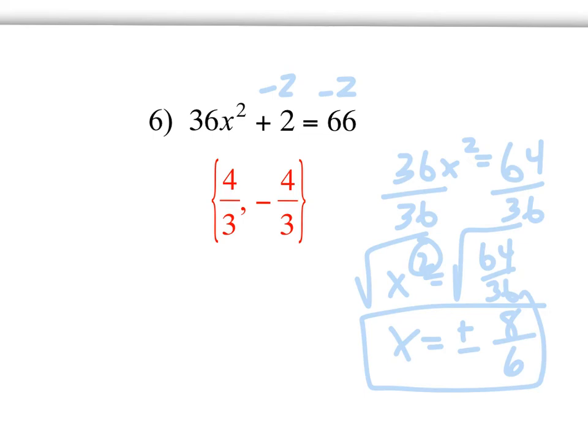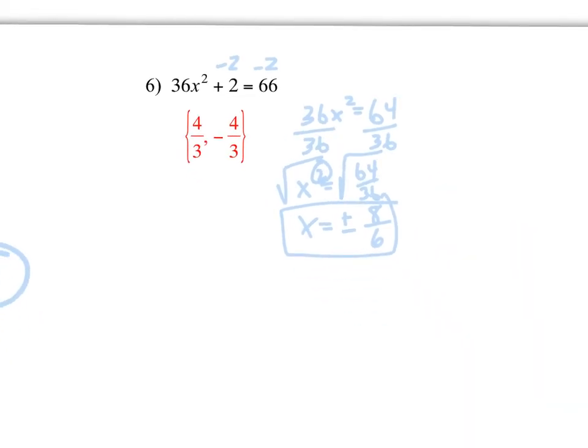Now you'll notice that that answer is not the answer listed. That's because I need to do one more thing. I need to simplify. So what can go into 8 and 6? Alright, so we'll just divide out our 2. So we're going to get plus or minus 4 over 3 because we're going to divide out the 2 on both of them.